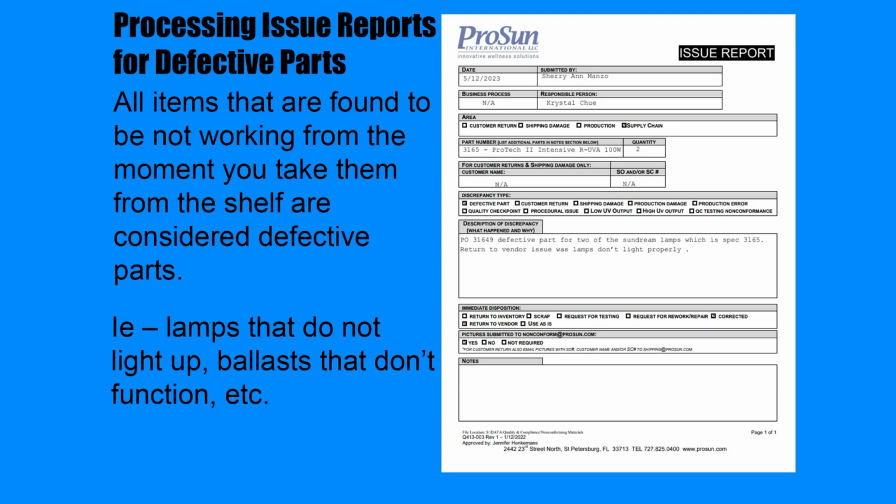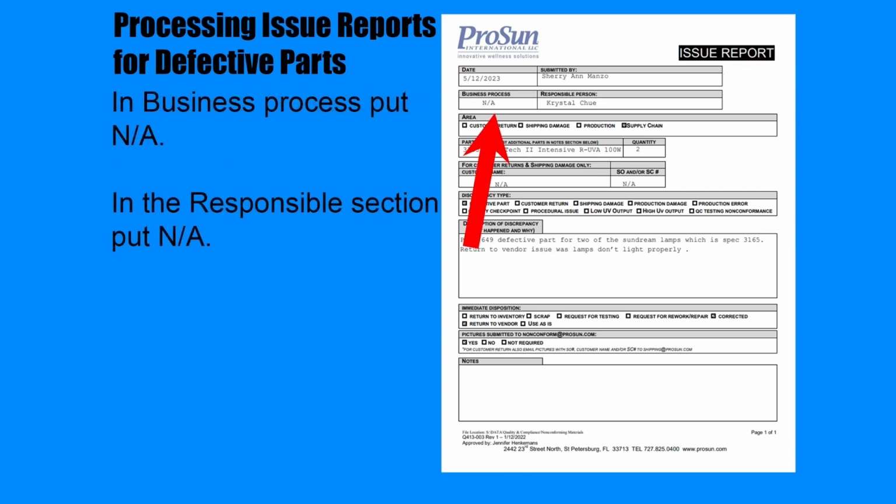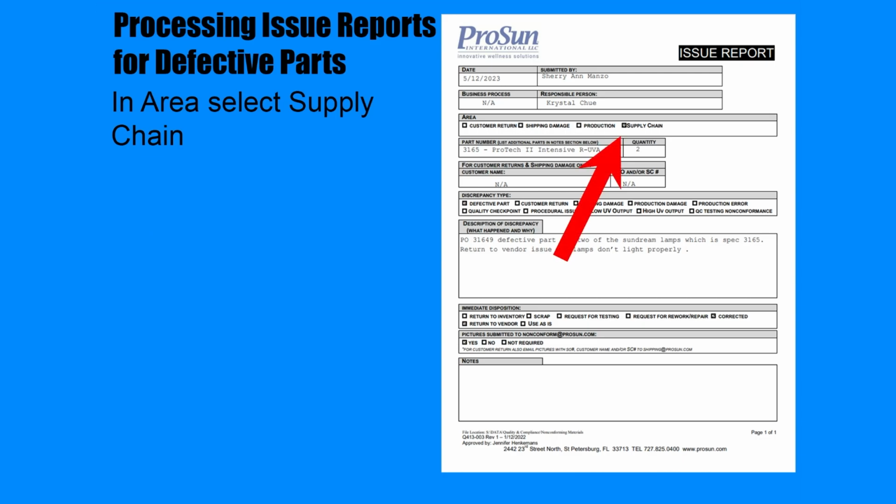All items that are found to be not working from the moment you take them from the shelf are considered to be defective parts, i.e., lamps that do not light up, valves that do not function, etc. Fill in the date and your name in the submitted by section of the form. In the business process and responsible person, put not applicable for both sections. In area, select supply chain.